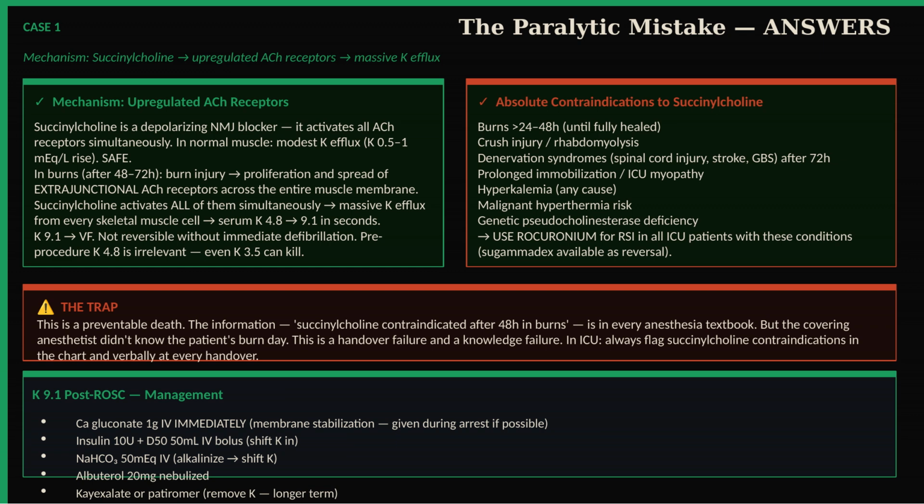But the covering anesthetist also didn't know the patient's burn day, so it's a handover failure too. For the potassium of 9.1 post-ROSC: calcium gluconate immediately to stabilize the membrane, ideally during the arrest, insulin and dextrose to shift, bicarbonate, nebulized albuterol, a binder for slower removal, continuous monitoring with potassium every 30 minutes, and emergent dialysis if it won't come down.